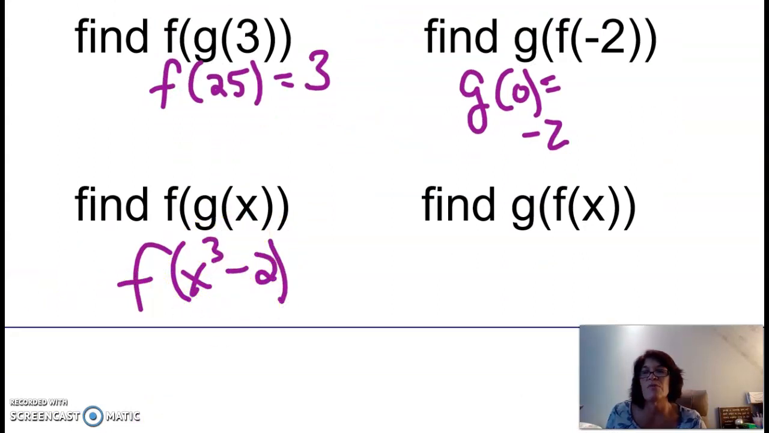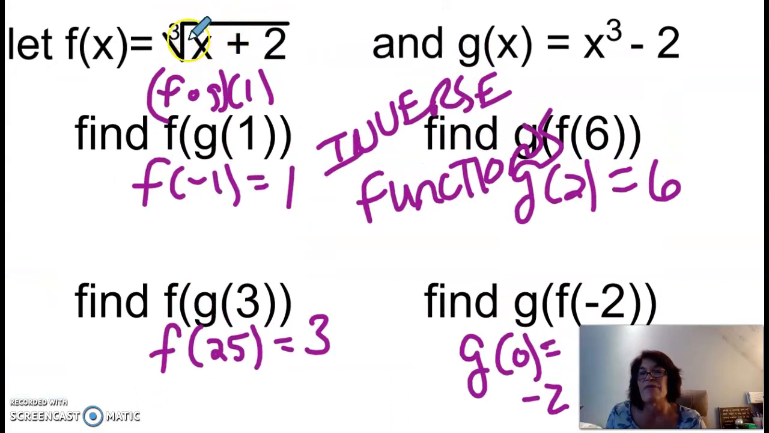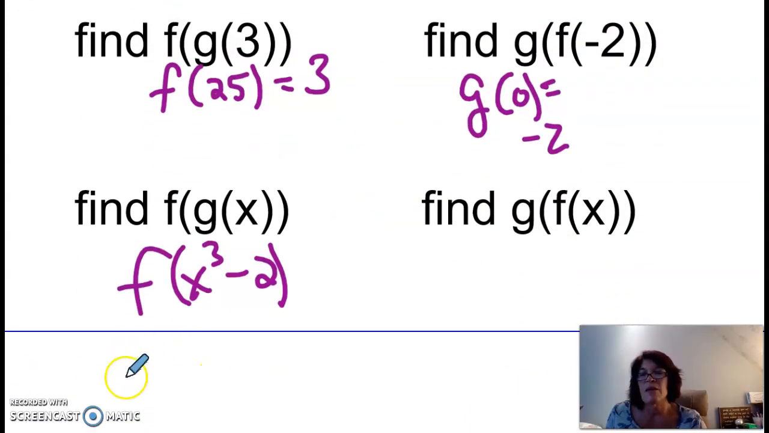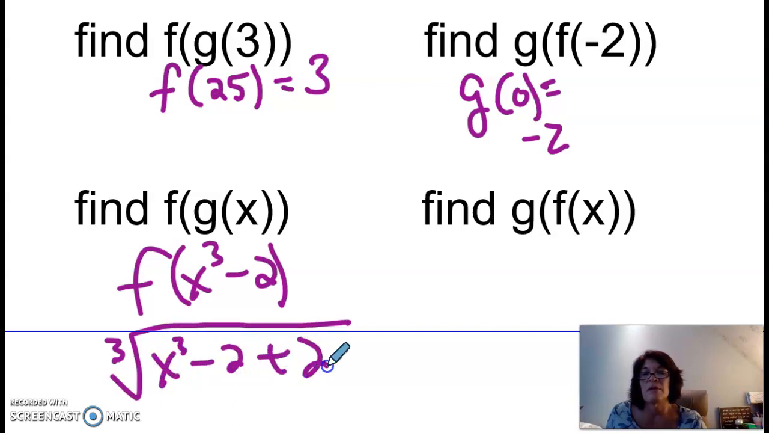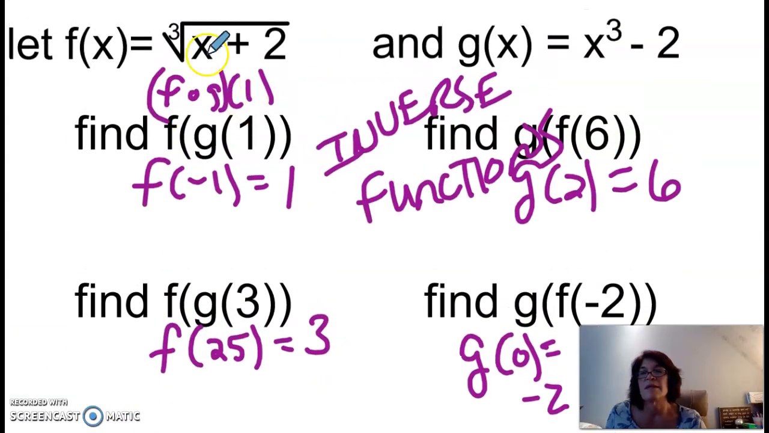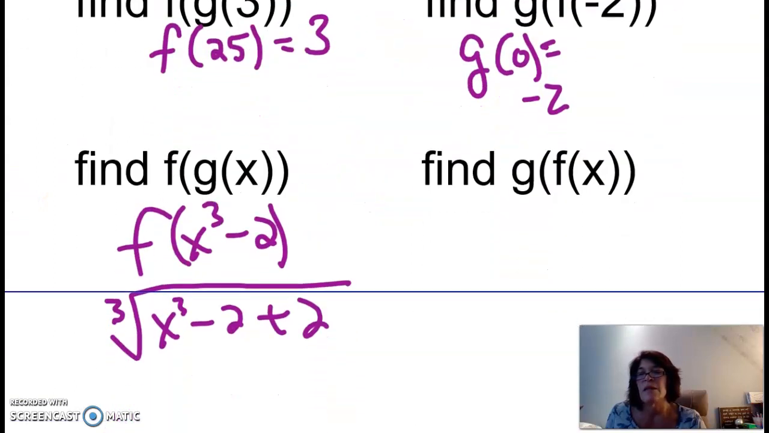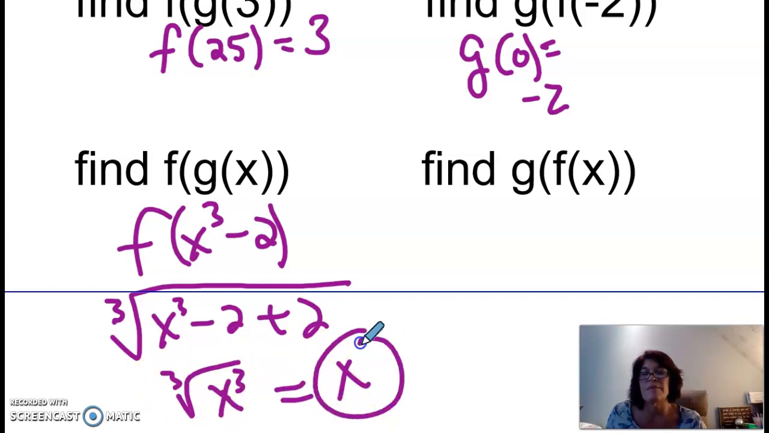So I'm going to stick x cubed minus 2 into my f function right here. I'm going to use x cubed minus 2 for x right there. So that tells me to take the cube root of x cubed minus 2 plus 2. Instead of writing x, I wrote x cubed minus 2 right here. So it's x cubed minus 2 plus 2. Well, minus 2 plus 2, I'm pretty sure is 0. So I have the cube root of x cubed, that's just x.